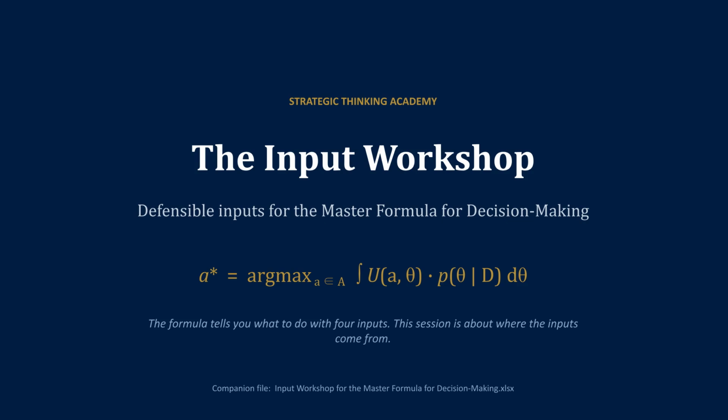This session is designed to close the loop on the master formula for decision-making. The formula acts as a machine with 4 primary inputs. Today, we will explore where those inputs come from to ensure they are defensible and avoid the danger of careless inputs leading to confident but incorrect conclusions.